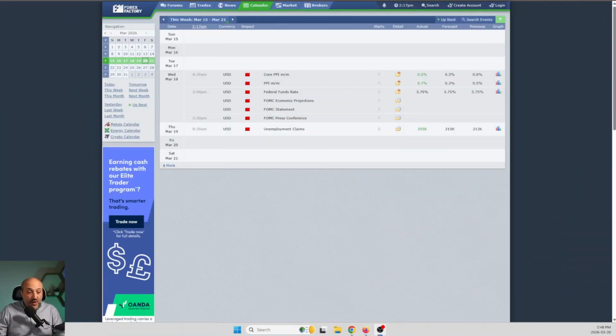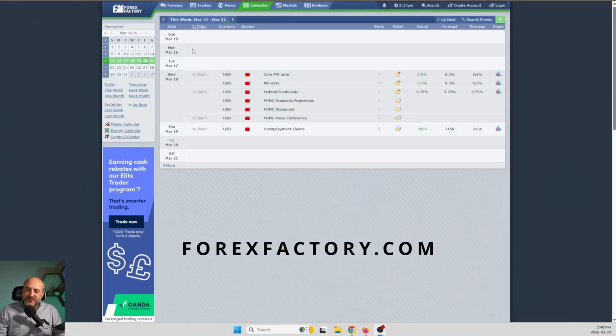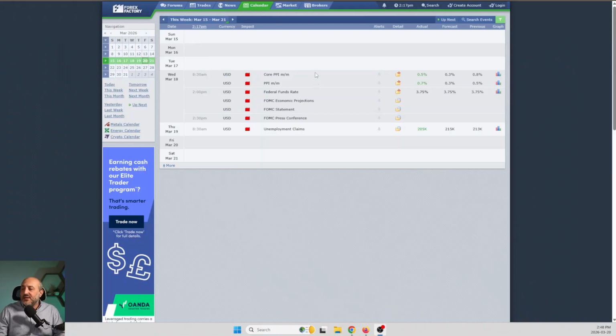Step 1, and I do this before I open a single chart, before I look at price, before anything else. The tool I use is Forex Factory. It's free, it's clean, and it shows exactly what I need. So what I do is I just go to forexfactory.com, forexfactory one word dot com. And once you get there, you'll see directly what's on the agenda.